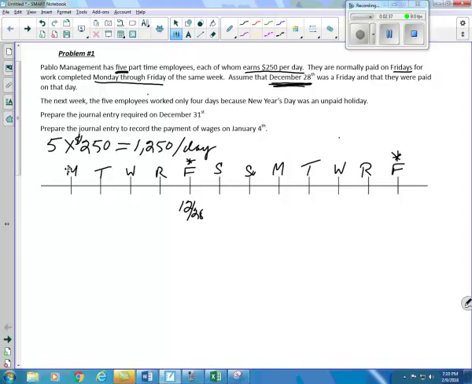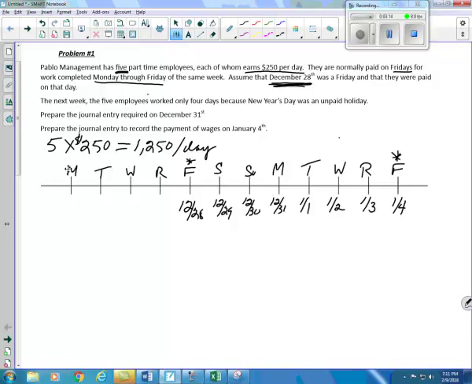So let's finish out our dates. This is 12/28 here on Friday. So Saturday is 12/29. Sunday is 12/30. Monday is 12/31. Our employees are going to work that day. Tuesday is January 1, but we're closed and we're not paying our employees on that day. Wednesday is the 2nd, Thursday is the 3rd, and Friday is January 4th.